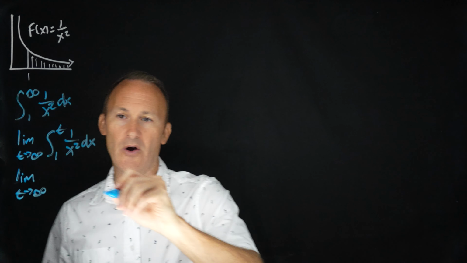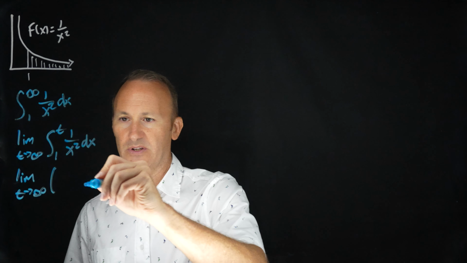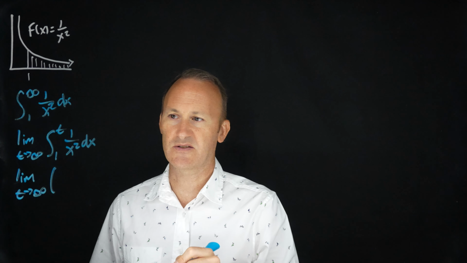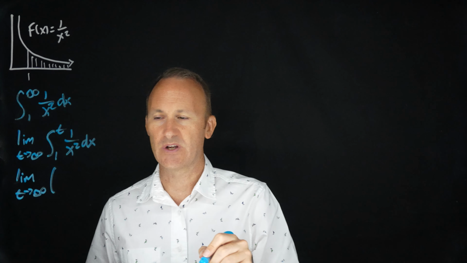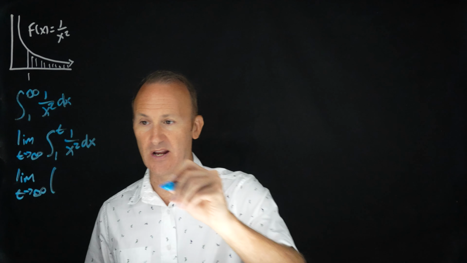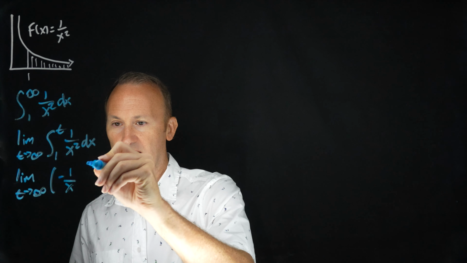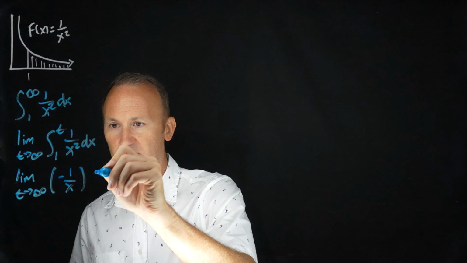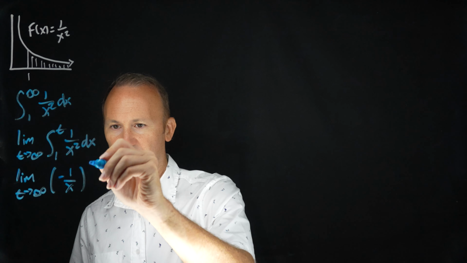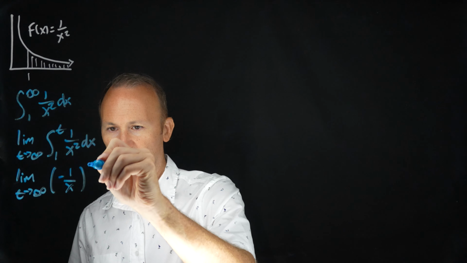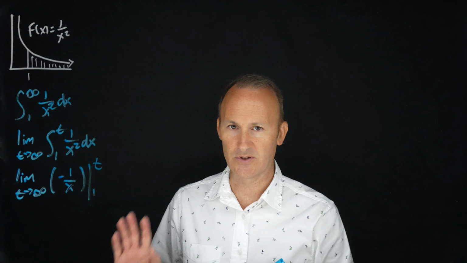And then we're going to go ahead and integrate. So when we integrate, we simply get what? Well, it's x to the negative second. So in effect, we add 1. We get x to the negative first divided by negative 1. So we get negative 1 over x. And this is going to be evaluated from x equals 1 to x equals t, right? 1 to t.